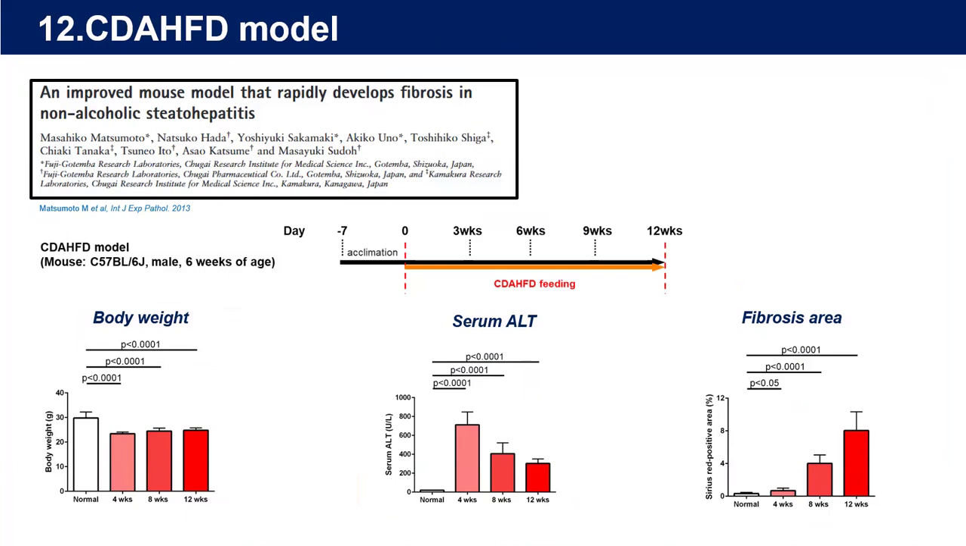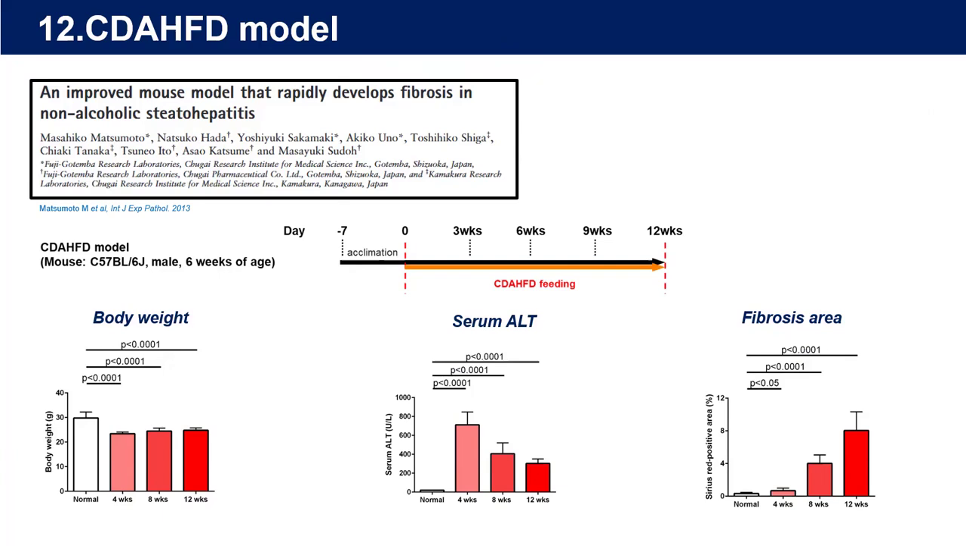Next, we will discuss the CDA-HIFA diet model. This model is designed to induce steatohepatitis with fibrosis by subjecting mice to conditions of choline deficiency, HIFA diet, and low methionine diet. A key feature of this model is a rapid progression of fibrosis. In fact, distinct fibrosis develops within approximately 12 weeks, making it highly suitable for screening antifibrotic drugs and demonstrating proof of concept.